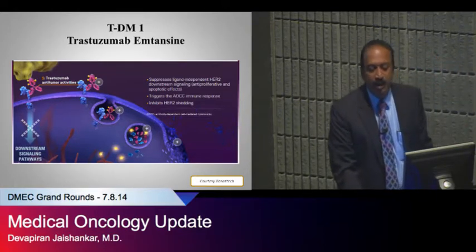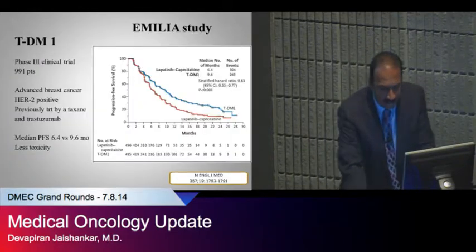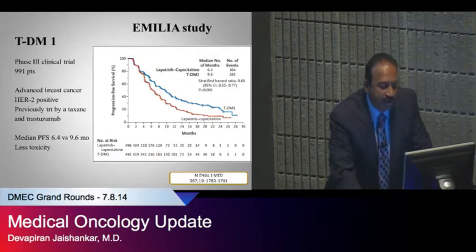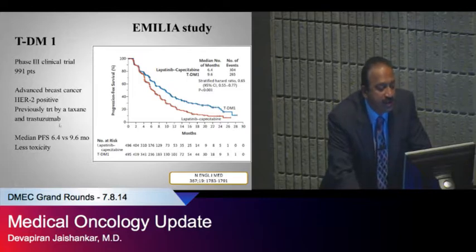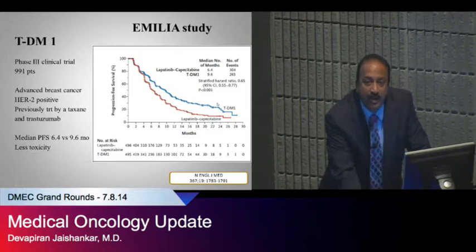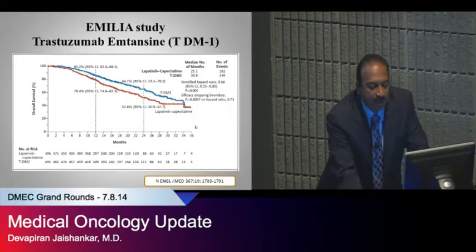So that's TDM1. And do we have phase 3 data? Sure enough, we do. That's the EMILIA study. These are advanced, not upfront, metastatic breast cancer patients, heavily pretreated, who've already received a taxane and trastuzumab. And this would have been the standard, lapatinib and capecitabine. That's what they would have got, an oral HER2 drug and an oral chemotherapy agent. Instead of that, you just give them TDM1, an IV drug, and you can see the difference in the curves. That's the EMILIA study. This is the overall survival data on that.